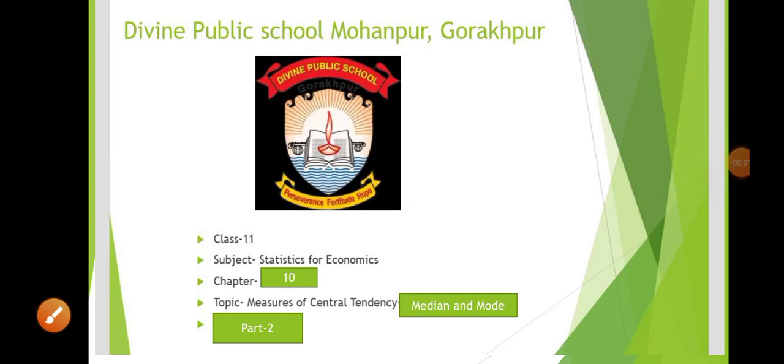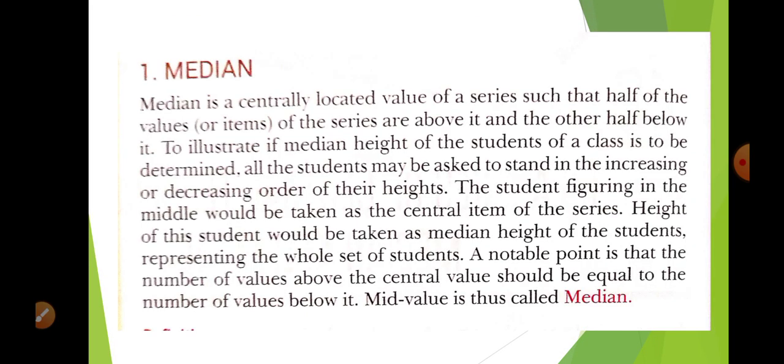Hello, class 11th students. Today again I am going to start chapter 10 from your book Statistics for Economics. This is the topic measures of central tendency, median and mode. This is part 2. In this part we are going to cover the topic median, whatever is left. Okay? So let me start.